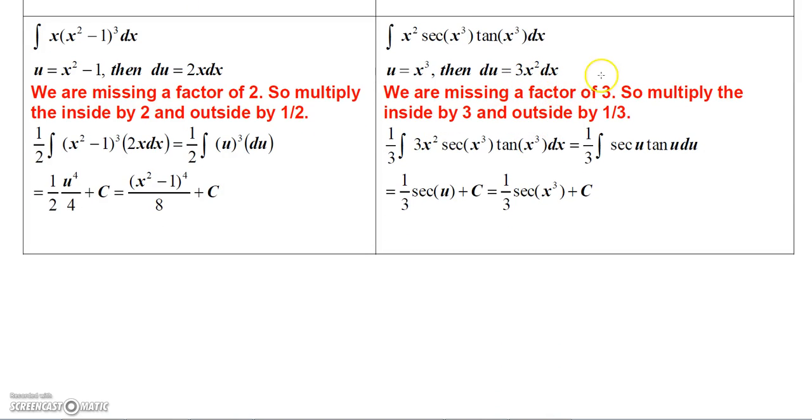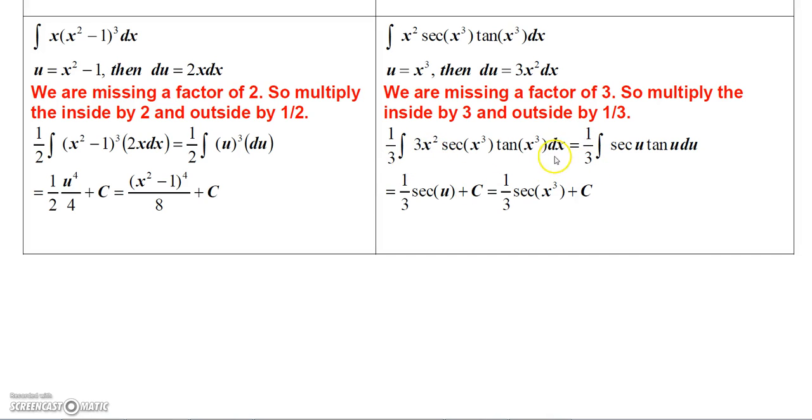Okay, so if this is going to be secant u, tangent u, then what's got to be the u? Wouldn't the u have to be x cubed? Sure, so the u has to be x cubed. So now let u equal x cubed, then du would be 3x squared dx. So now I need a 3 in here, because I got x squared dx, but I don't have the 3x squared dx. So multiply the inside by 3 and the outside by 1/3.